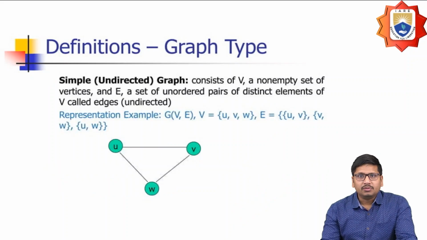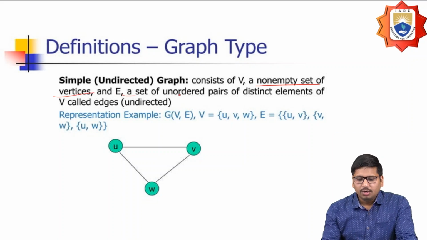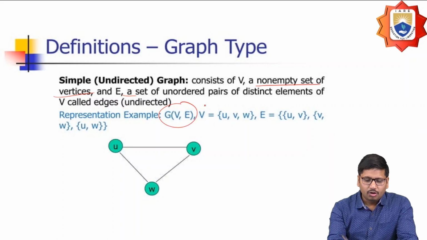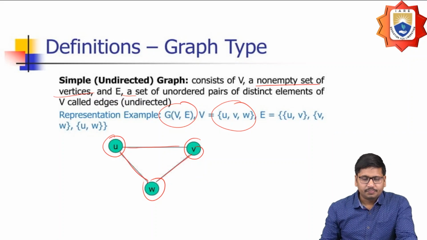And the graph types, starting with simple graphs. A simple graph is a graph which does not contain any loops or multiple edges. It consists of a non-empty set of vertices and a set of distinct pairs of vertices called edges. It is represented as G(V, E), where V is the set of vertices in the graph, U, V, W, and E is the set of edges in the graph, that is UV, VW and UW.